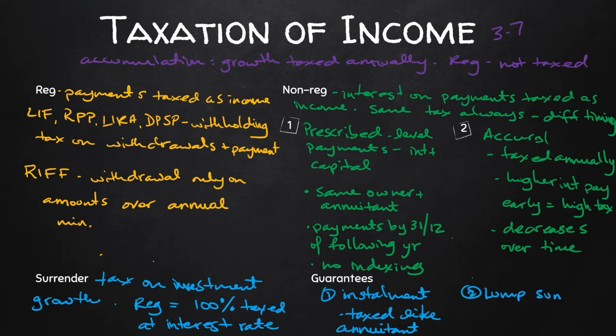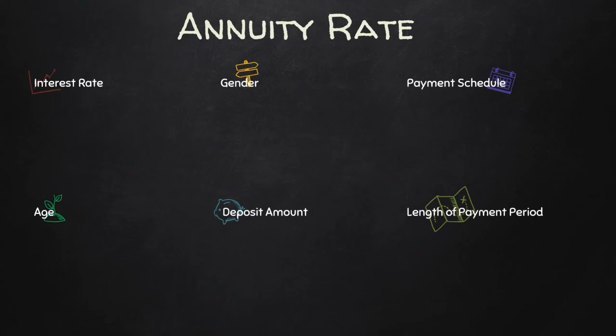The lump sum is when you receive all that money at once, and the amount that's taxed is above the ACV. So whatever the difference is between the ACV and the lump sum is, that's taxed to the beneficiary, not to the annuitant.